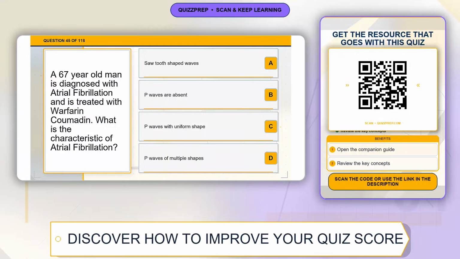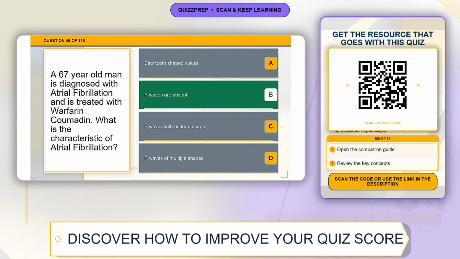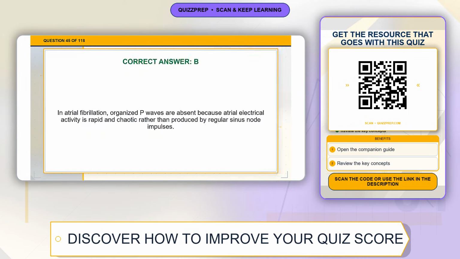Question 45. A 67-year-old man is diagnosed with atrial fibrillation and is treated with warfarin Coumadin. What is the characteristic of atrial fibrillation? Option A, sawtooth-shaped waves. Option B, P waves are absent. Option C, P waves with uniform shape. Option D, P waves of multiple shapes. The correct answer is option B, P waves are absent. Explanation. In atrial fibrillation, organized P waves are absent because atrial electrical activity is rapid and chaotic rather than produced by regular sinus node impulses.